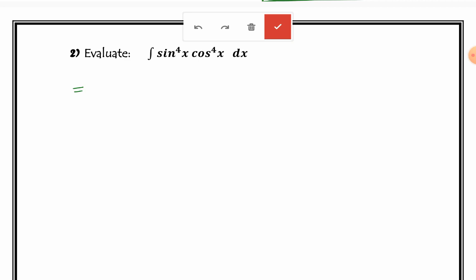We will write equal and then the integral of. In the third procedure, you should use the relevant identities to reduce the powers on sine and on cosine, right? So what relevant identities are we going to use? Sine to the power of 4, I'm going to write it as sine squared x, and this all to the power of 2, times cosine to the power of 4, we will write it as cosine squared x, and this all to the power of 2 dx.